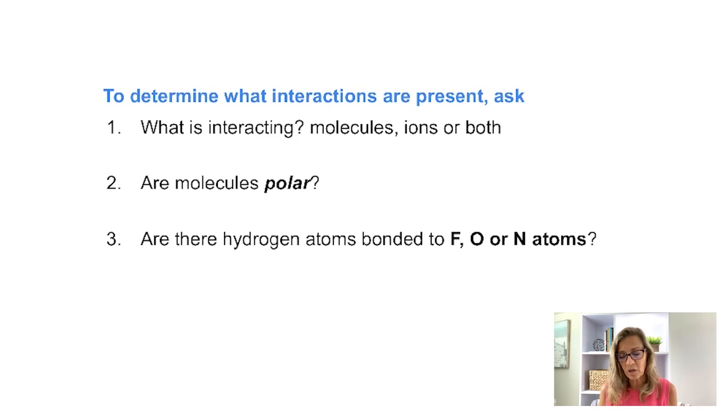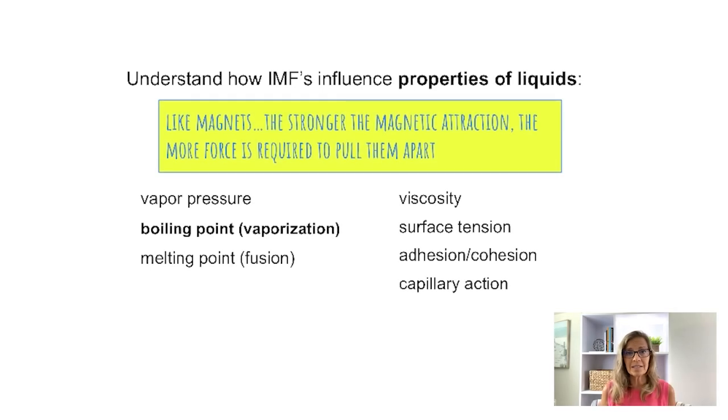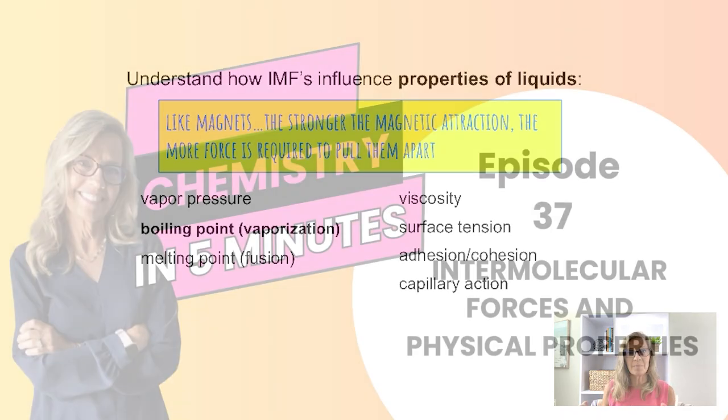How do you determine what IMFs are present? Ask yourself, what is interacting? That's what IMFs are. They are these attractive forces that hold particles together. So the stronger the IMF, the greater the force it takes to overcome that.